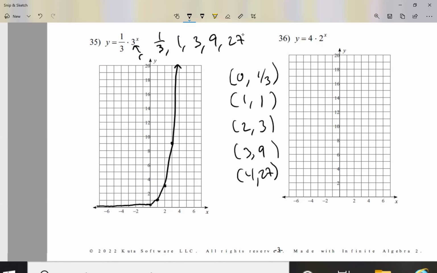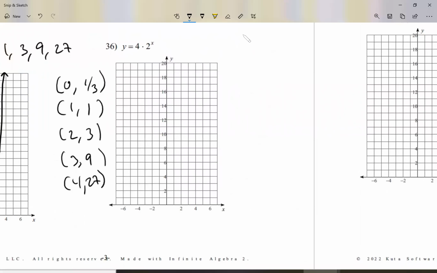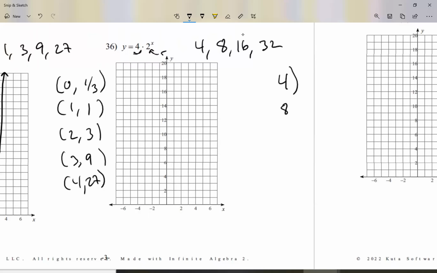Now you guys can see why I've been pushing for the list. All right, let's take a look at number 36, the list. The list is easy to make. My first number should be a 4. My ratio is 2. So in order for me to come up with the next number, I'm going to multiply by 2. So 4 times 2 is 8, times 2 is 16, and then 32, and then on and on. So I want to create my list. My list is going to help me come up with points. I'm going to do 4, 8, 16, 32. Notice I did my list going down.